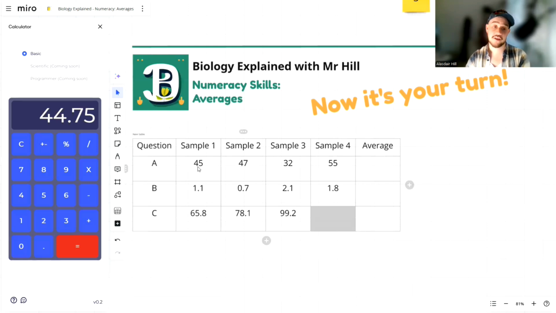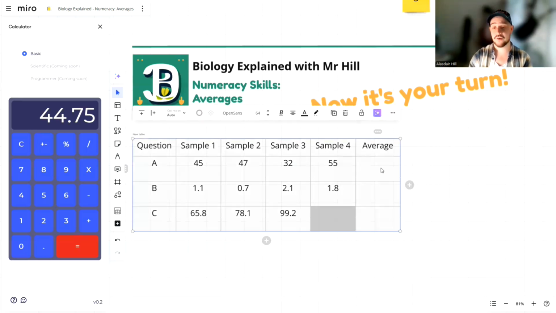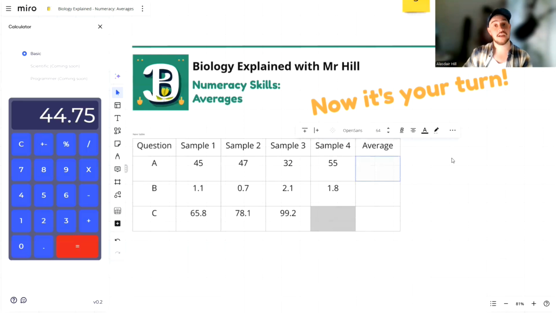Now, if you look at question A, you can see that all the numbers have 2 digits to them. These numbers are at 2 significant figures. So it's important that our answer is also at 2 significant figures because your average can't be any more specific than the numbers that you have recorded in your experiment. This is to do with the resolution of the equipment that you're using to measure your outcomes. So it's important that you don't use too many decimal points, and you should keep the significant figures equal to the values that are already in the table. So in this example, we're going to stick to 2 significant figures, which means we're going to round this up to 45. So the average here is 45 for question A.